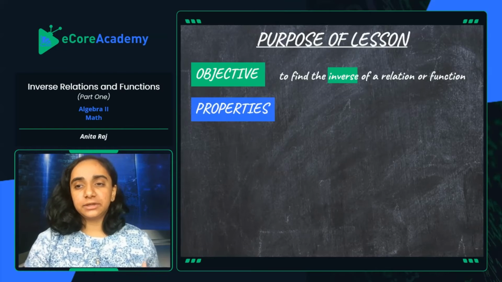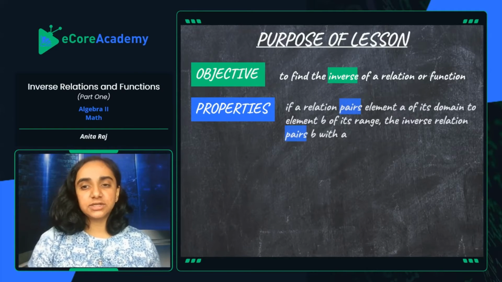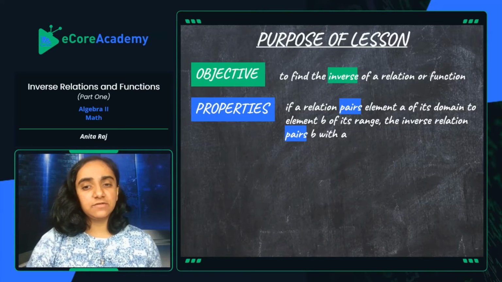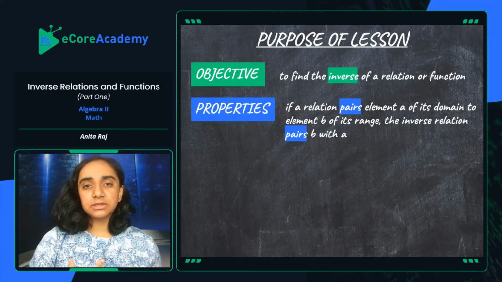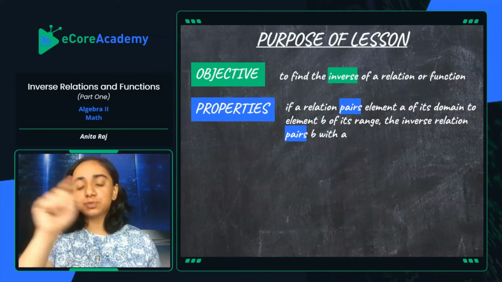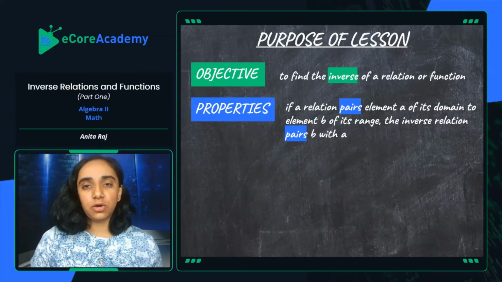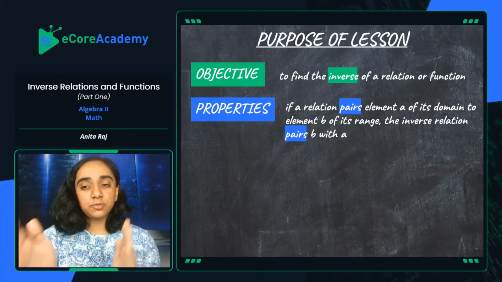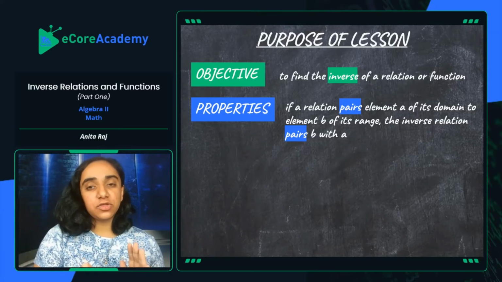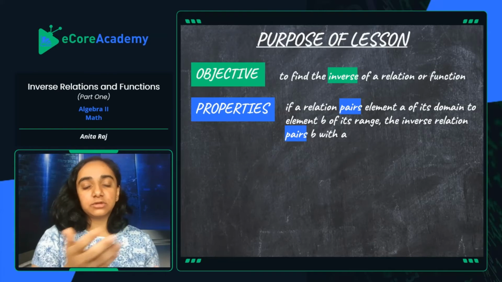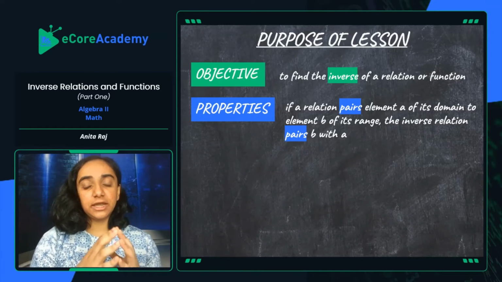So here are some other properties of inverses, relations, and functions. If a relation pairs element A of its domain to element B of its range, the inverse relation pairs B with A. Like we said, when we looked at function f, we had A, B, and C in the domain, and then we had 1, 2, and 3 in the range. You saw arrows pointing from A, B, and C to either 1, 2, or 3. In that example, the arrow was going from A to 3. So A was like our element A in this example, and the 3 was like our element B, because A belonged to the domain and B belonged to the range, and there was an arrow connecting them, so they're paired in the relation in function f.